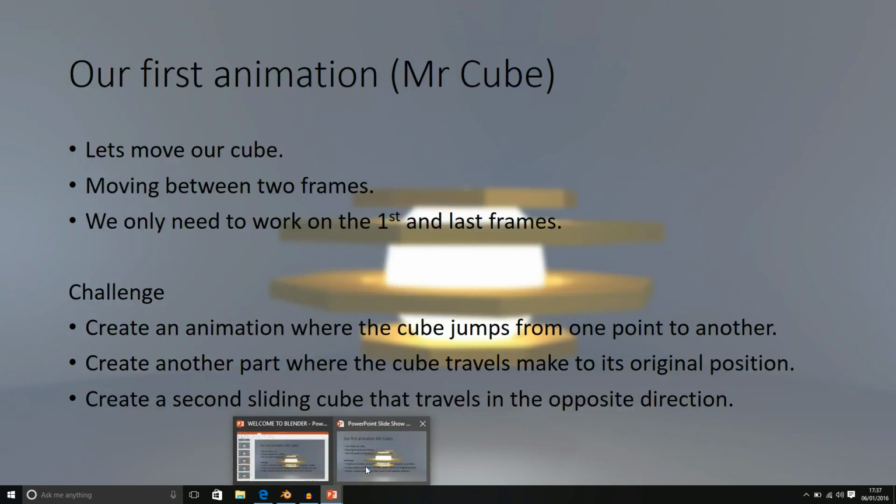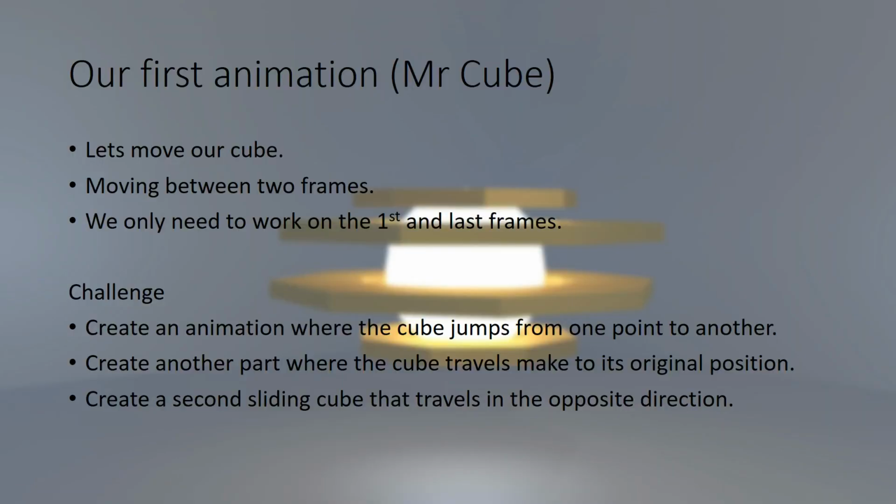Now I have a couple of challenges. I want you to now create an animation where the cube jumps from one point to another. So the animation we just did saw it slide along the x-axis. A little bit of a hint for you, move your cube along the x and z axis. So there's my tip there.